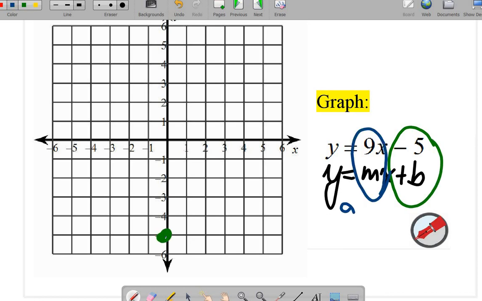Your slope here is 9 over 1. It was positive, so you go up 9. And I want it to be right-tilting because it's positive.